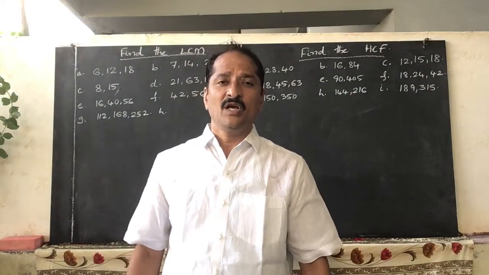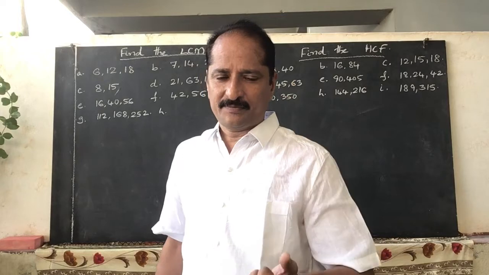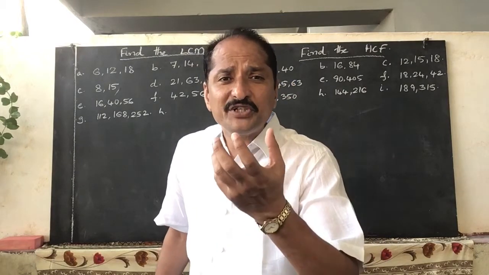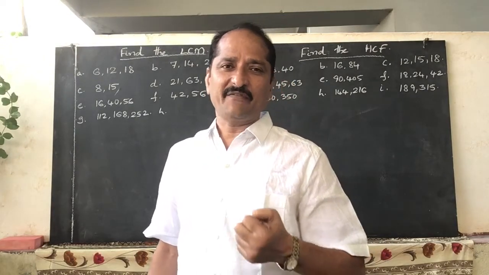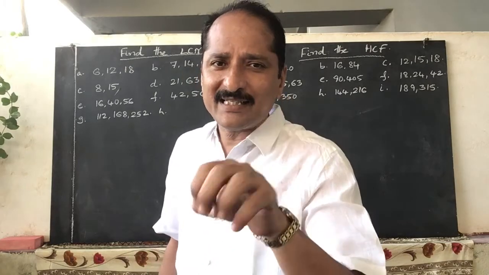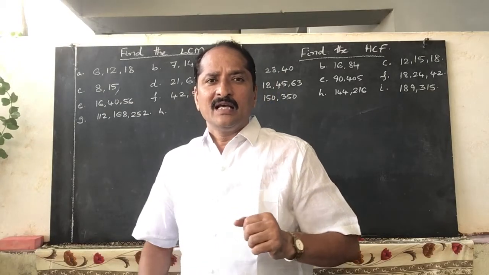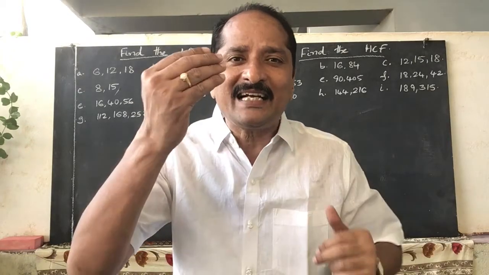Now in the same way, whenever you are finding the LCM, you have to remember two properties of LCM. Now, what will be the LCM of two or more numbers? How much should be the LCM? The LCM should be greater than the greatest number.